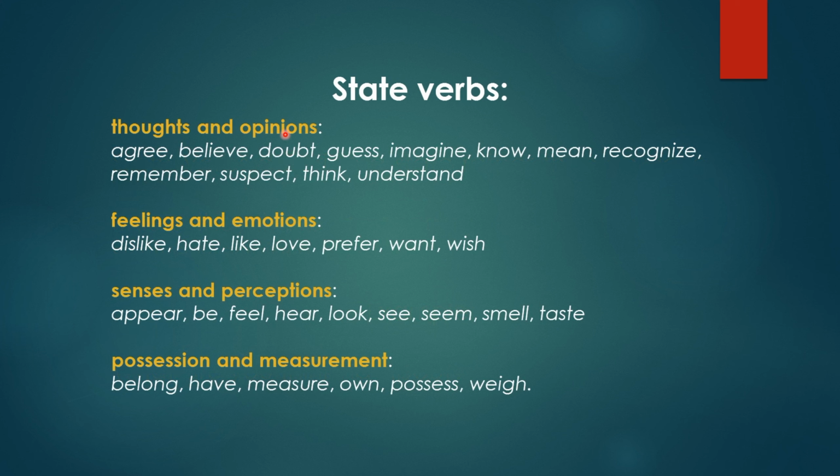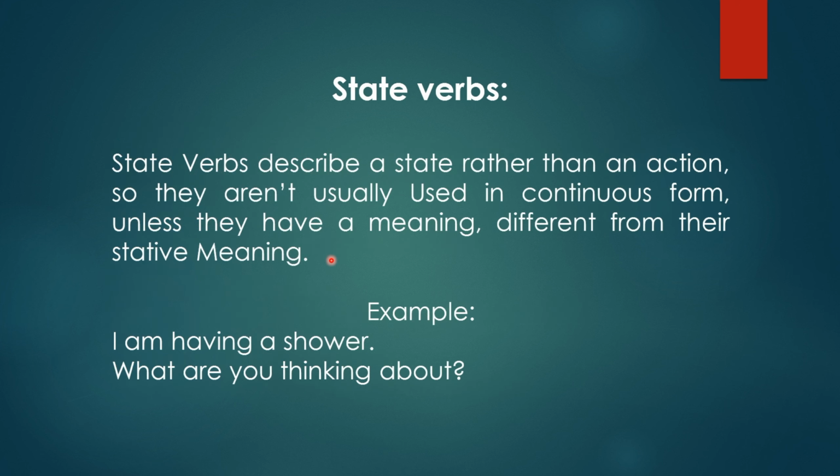Well, here. The stative verbs are thoughts and opinions, feelings and emotions, senses and perceptions, and possessions and measurements. Well, as you see, the function of these verbs is not an action, but a state. Well, states cannot be described in progressive form. We either possess a state, we either are in a state or we are not, so it cannot be continued. That is why we don't use these verbs in progressive forms.